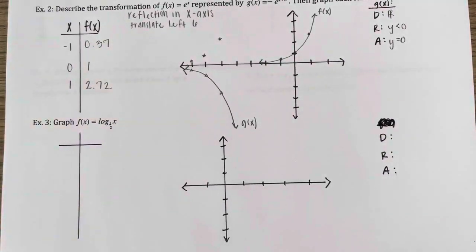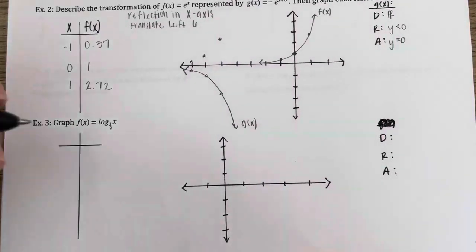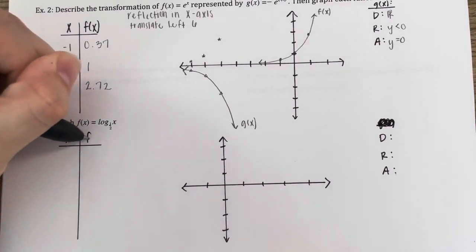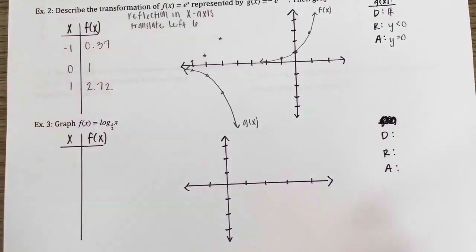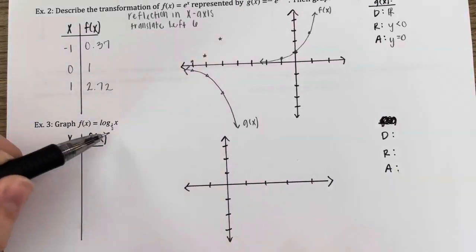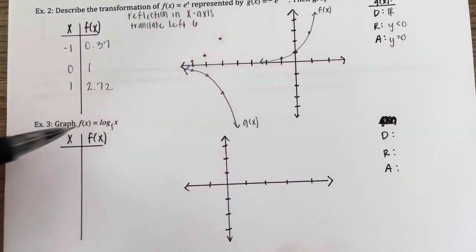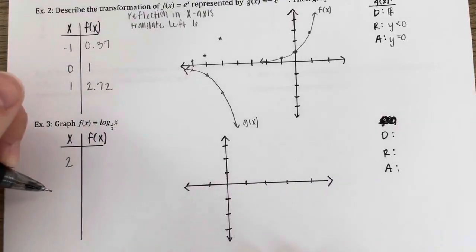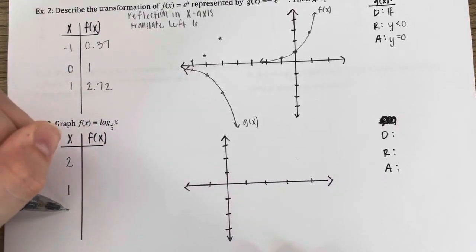For example 3, graph f of x equals log base 1/2 of x. So for logs, if we make a table for f of x, remember with logs, the x values that we're going to pick are going to be the reciprocal of the base. So the reciprocal of 1/2 is 2. And then we're going to pick 1, and then we'll pick the base, 1/2.